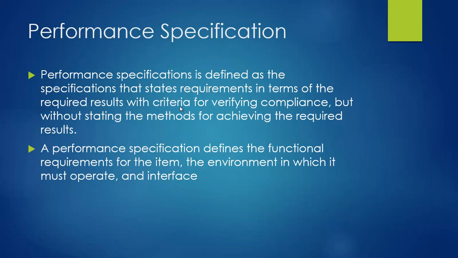In general, specifications communicate the user's requirements to the manufacturer. They translate operational requirements into more technical language that tells the manufacturer, first, what we will consider an acceptable product, and second, how we will determine if the product is acceptable. A performance specification defines the functional requirements for the item, the environment in which it must operate, and interface.